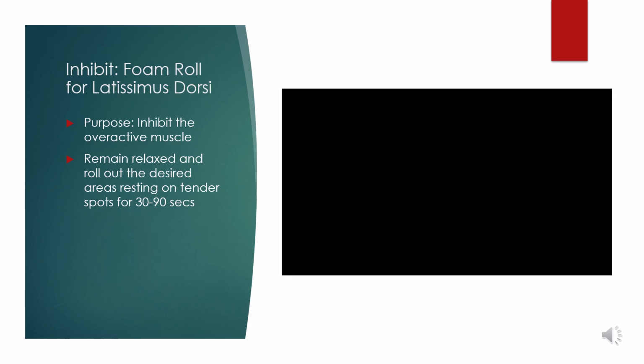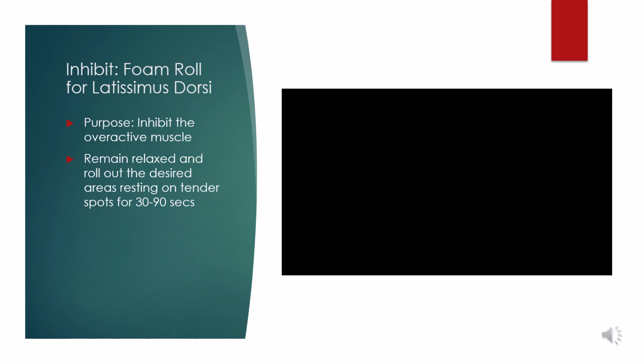So the purpose of doing the foam roll was to inhibit the overactive muscle. We're going to want to remain relaxed and roll out the desired areas, resting on the tender spots for about 30 to 90 seconds in the inhibition phase. The reason that we're doing this is that the latissimus dorsi can often become overactive and tight, especially in individuals with upper cross syndrome, which this one has.